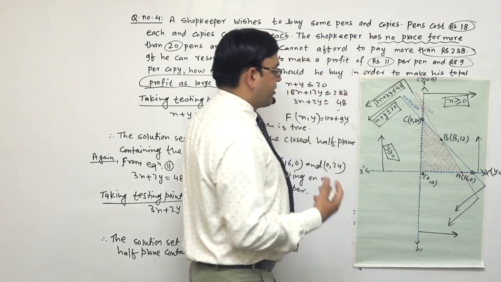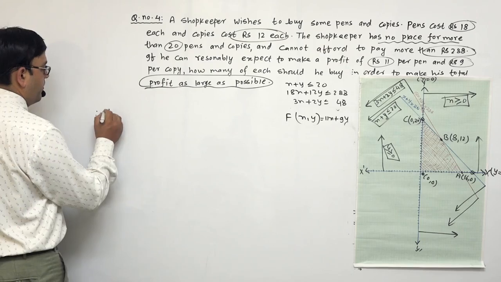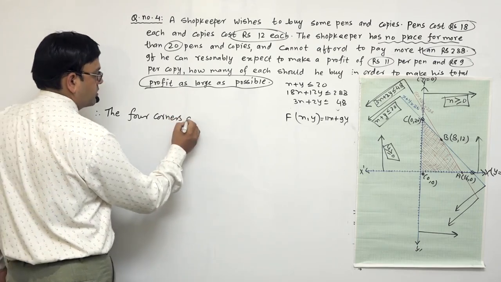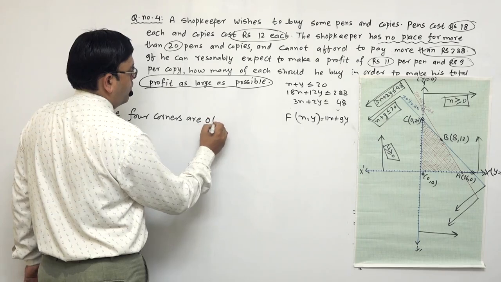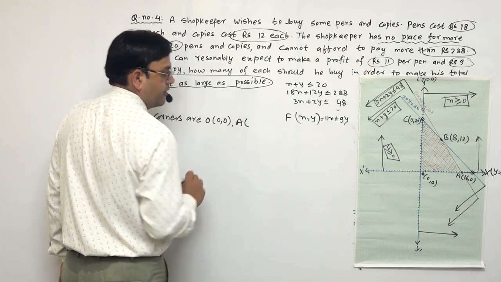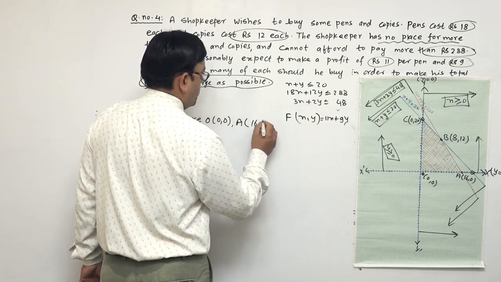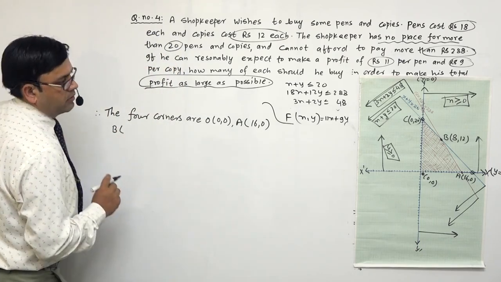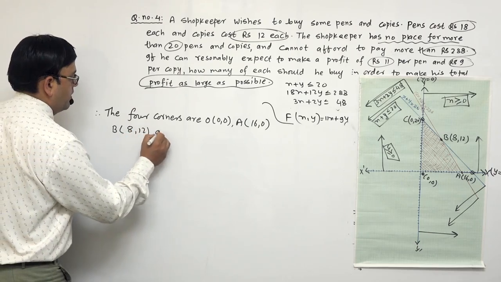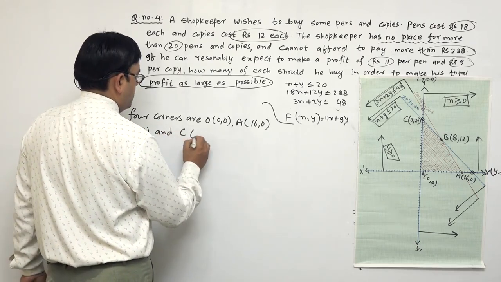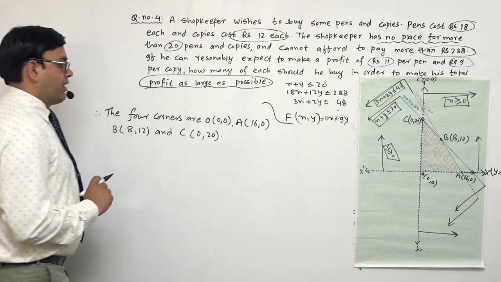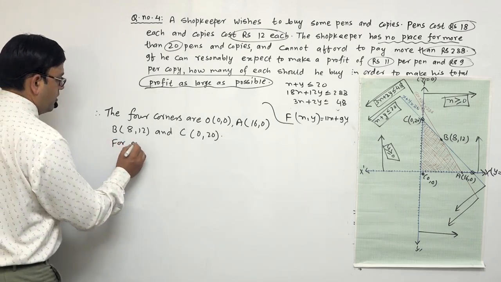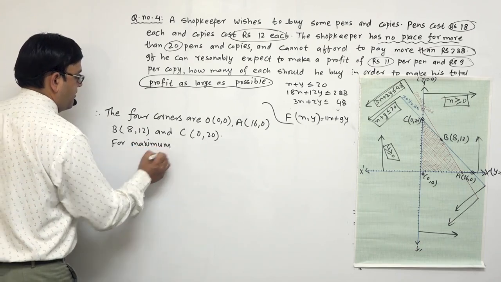अब यसको 4 कर्नर्सहरु के आए त therefore the 4 corners are O 0 0, A 16 0, B 8 12 and C 0 20. यसरी 4 कर्नर्सहरु हामीले फाइन्ड आउट गर्यौं। अब यसको हामी म्याक्सिमम र मिनिमम भ्यालु फाइन्ड आउट गर्दै छौं for maximum.